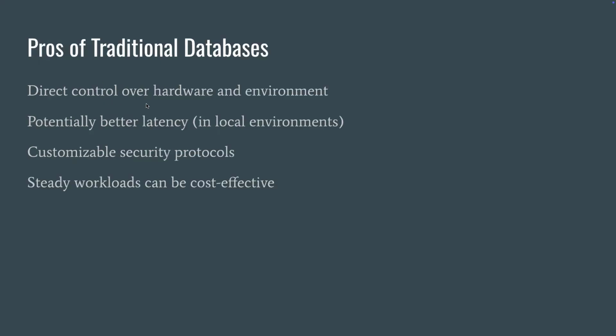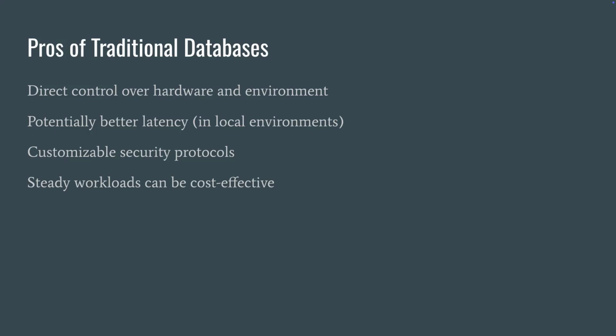Pros of traditional databases. So if we are to highlight the main advantages of traditional on-premises databases, there'll be four. First is direct control. Second is latency benefits. Third is customizable security protocols. Fourth is cost effectiveness for steady workloads. Let me talk more in detail for each category.